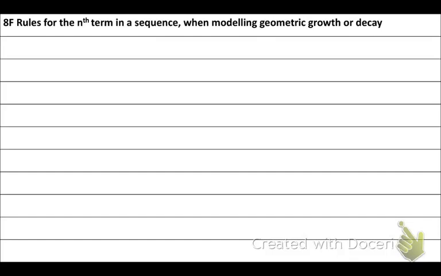Okay, so this is a little explanation of how we get the nth term in a sequence for modelling geometric growth or decay. We know how to work out each term in a sequence just by using our calculator repeatedly, but if we want to know what the 100th term is, then it's much faster if we use this method.